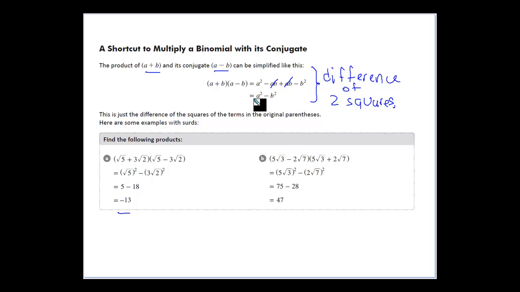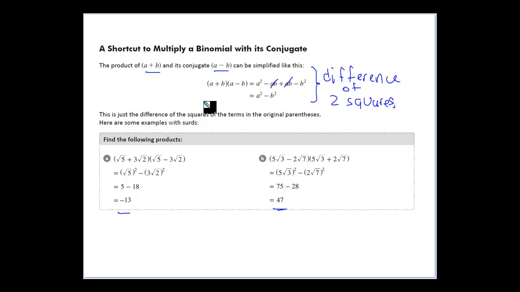Again, we've got a situation like we have up here. So we take our first term and square it: 5 root 3 all squared. That's 25 times the square root of 3 times the square root of 3, which is 3. 3 25s is 75. Minus 2 squared, which is 4, times root 7 all squared, which is 7. 4 times 7 is 28. Simplify it down to 47. So that's what we're looking at for a conjugate.